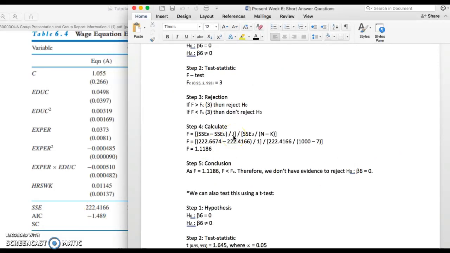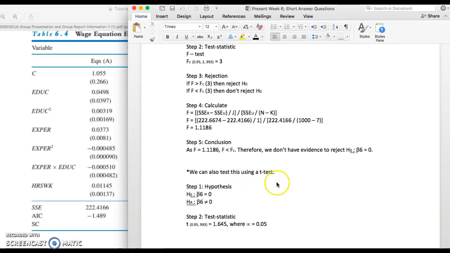divided by J, and J being the number of restrictions, so in this model is 1, so we've got a 1 here, divided by, again, sum of squared errors unrestricted model over n minus k, so number of data minus the number of parameters in the equation, which is 7. So that gets us an f value of 1.1186, and as f of 1.1186 is less than the f critical of 3, therefore we don't have evidence to reject the null hypothesis that B6 equals 0.